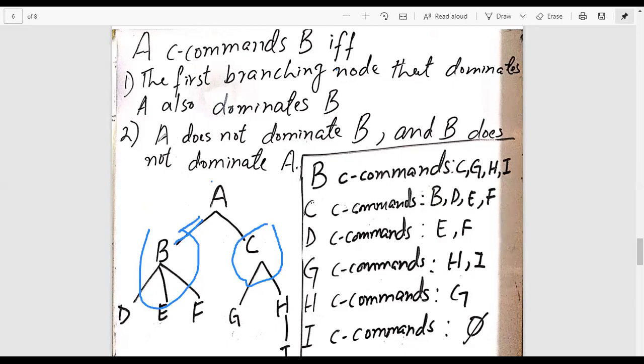And the second condition is that A does not dominate B and B does not dominate A. So here we can see that they are not dominating each other. Like B is not dominating C and C is not dominating B, right? They both are sisters to each other, right? They are not mother and daughter, right? So only A is dominating B and C, right? B and C are not dominating each other.